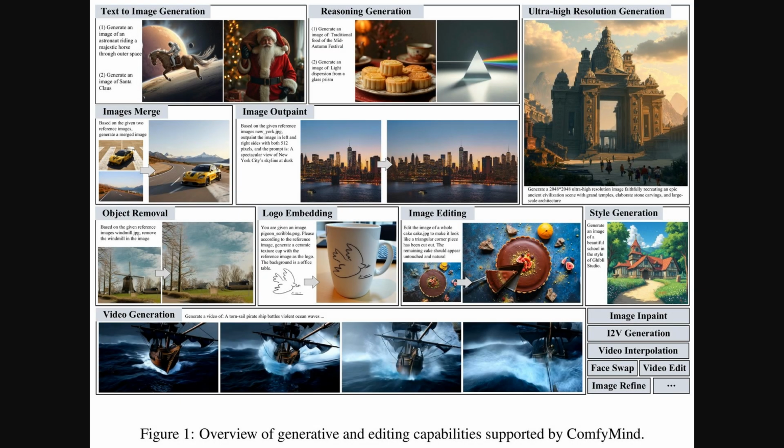And this first figure gives us a great taste of what this system can actually do. It's a broad overview of ComfyMind's different generation and editing skills. We see everything from standard text to image tasks, like generating an astronaut on a horse, to more complex reasoning, like creating an image of light passing through a prism. But it goes further. You can see examples of merging images, removing objects from a scene, and even something called image outpainting, which is where it extends the New York City skyline. This range of capabilities really highlights the system's flexibility.